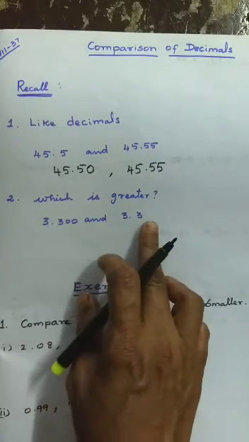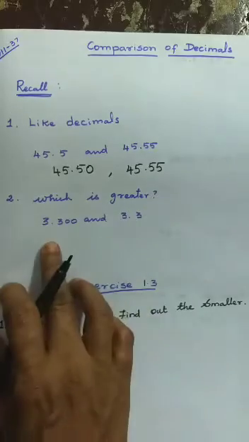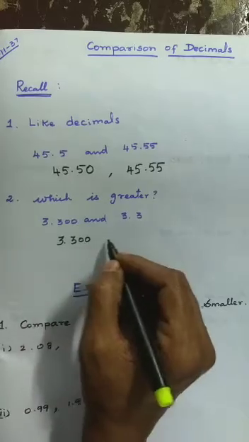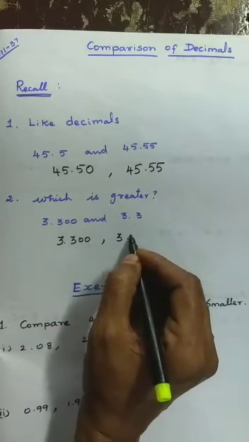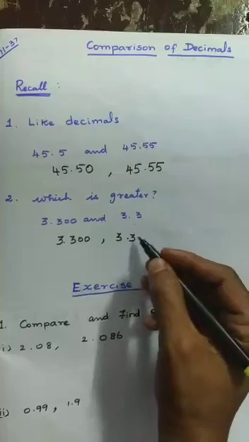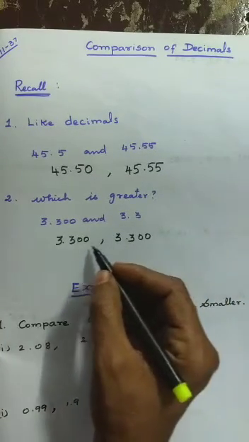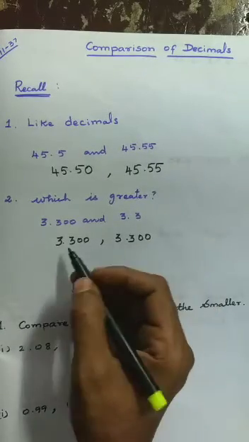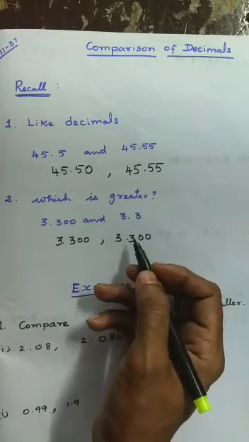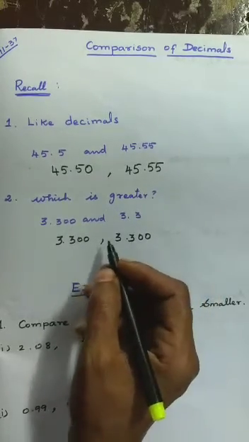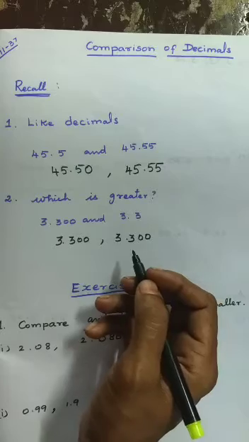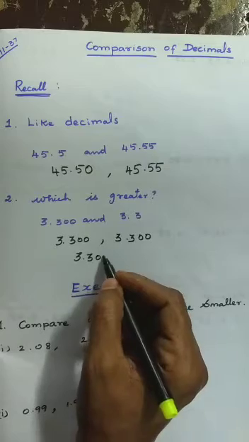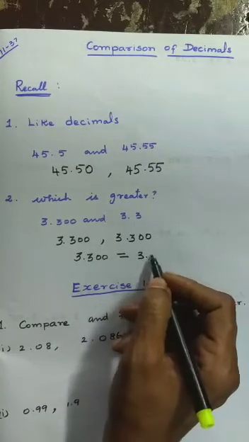3.300 and 3.3. First you make these like decimals. Here 3.300, here 3.3 only, so add 2 zeros here also. Now after the decimal point we have 3 digits, here also 3 digits, so both are like decimals now. Now you compare. Which is greater here? Both are the same. So 3.300 is equal to 3.300.